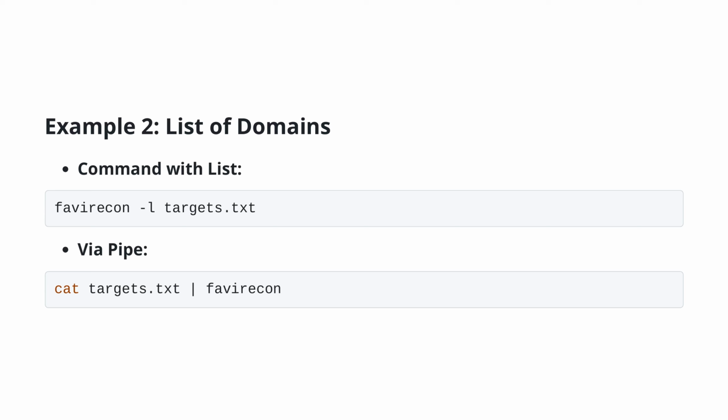The command would look like this: favirecon -l targets.txt. Additionally, you can achieve the same effect by piping the contents of the file into Favirecon. You would use the cat command to read the file and then pipe it into Favirecon: cat targets.txt | favirecon. This approach is useful when you need to analyze multiple domains efficiently, leveraging the power of Favirecon to process each URL listed in the targets.txt file.